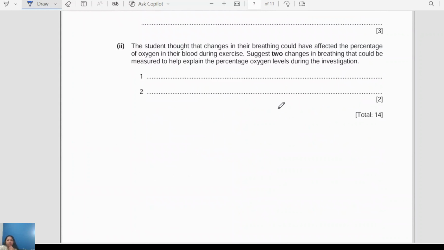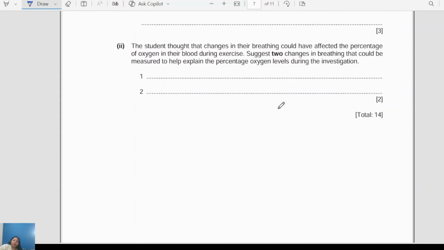The student thought that the changes in breathing could have affected the percentage of oxygen in the blood. So suggest two changes in the breathing that could be measured to help explain the percentage oxygen level during the investigation. What else can we use to explain the percentage? It's related to breathing. Wait, the terms are related to breathing. One is breathing rate. They have used the word percentage of oxygen. We can also write breathing rate, just like we have written heart rate.